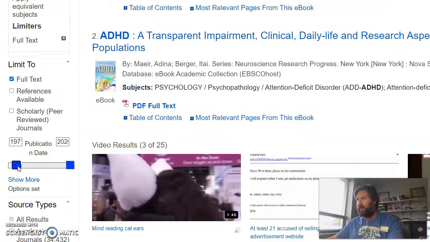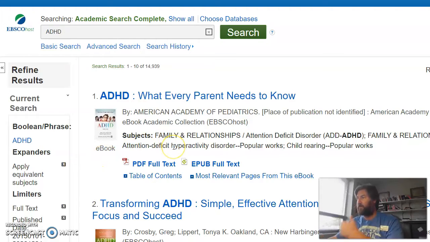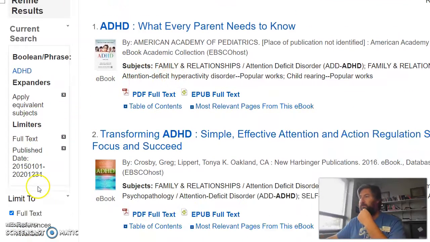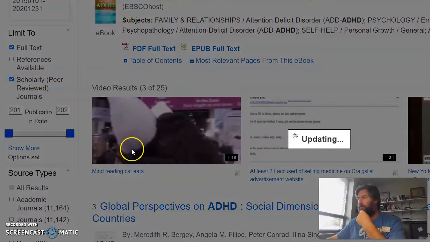So that's like 1970, and I really want 2015 to 2020, the past 5 years, because I want the most current info possible. All right, the next thing I'm going to do is also limit to scholarly or peer-reviewed journals.